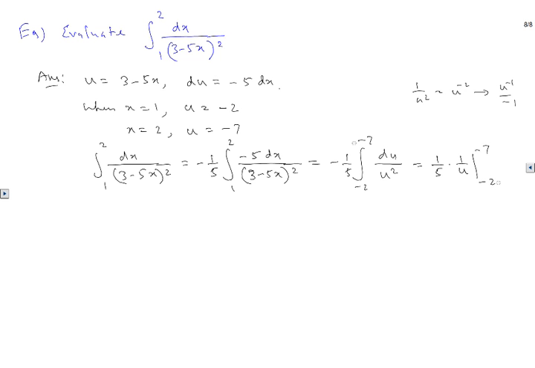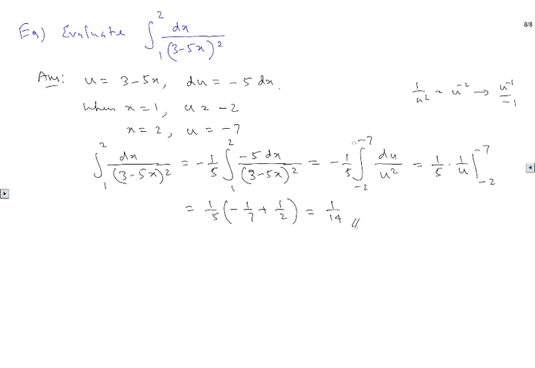That's it. Okay. So if you simplify, you're gonna get 1/5 times negative 1 over 7 minus minus plus 1/2. So you're gonna get 1/14. That's what you get. Okay, so you can see this is much faster. You did not go back to the original variable, and you finished the problem within the new variable. Okay, that's what I wanted to show.